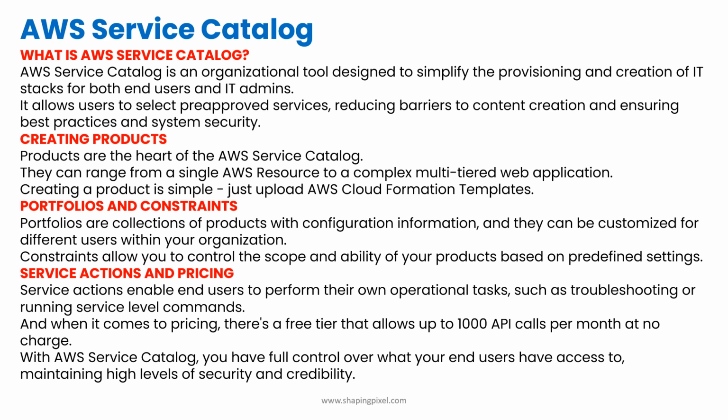Products are the heart of the AWS Service Catalog. They can range from a single AWS resource to a complex multi-tiered web application. Creating a product is simple. Just upload AWS CloudFormation templates.